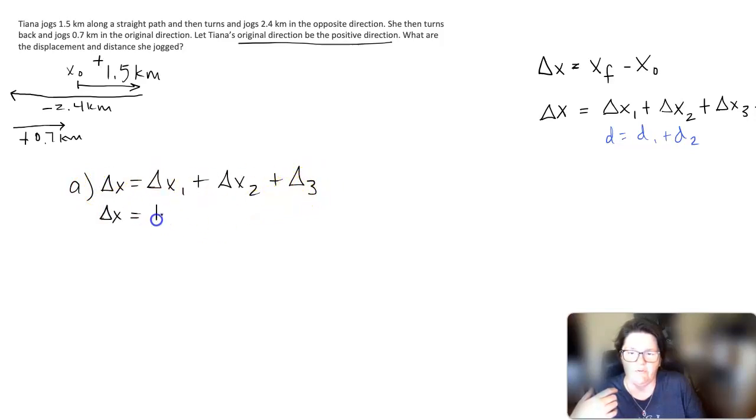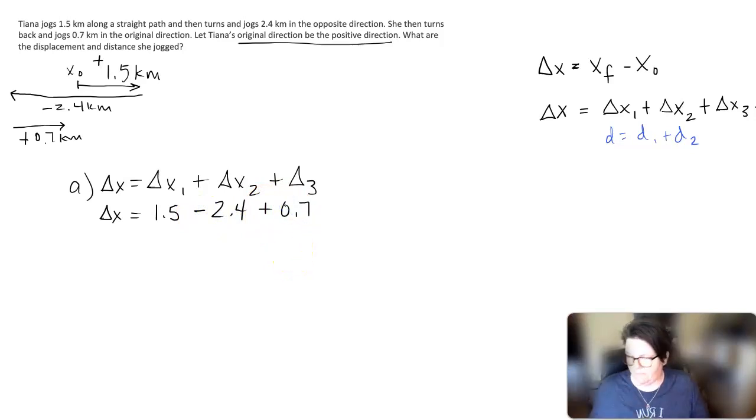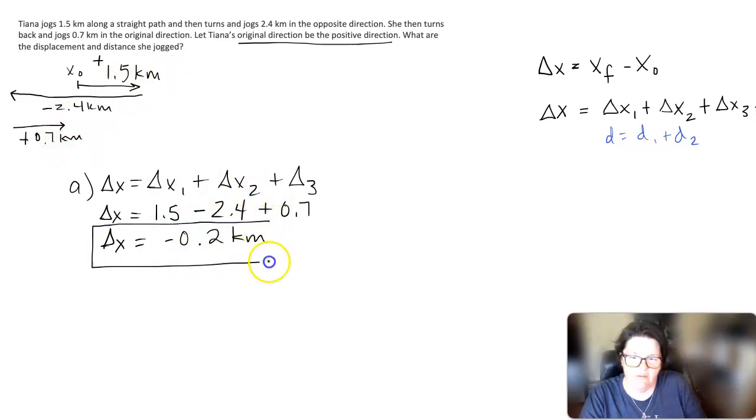So we have her first one, which is 1.5. Her second, now you're adding them up, but if you add a negative, that's subtracting. So I'm going to subtract the 2.4 and then add the 0.7. And if you put that in your calculator, you get negative 0.2. And these were all kilometers. I didn't write them here, but your answer should always have a unit on it. So what was her displacement? Her displacement was negative 0.2 kilometers.